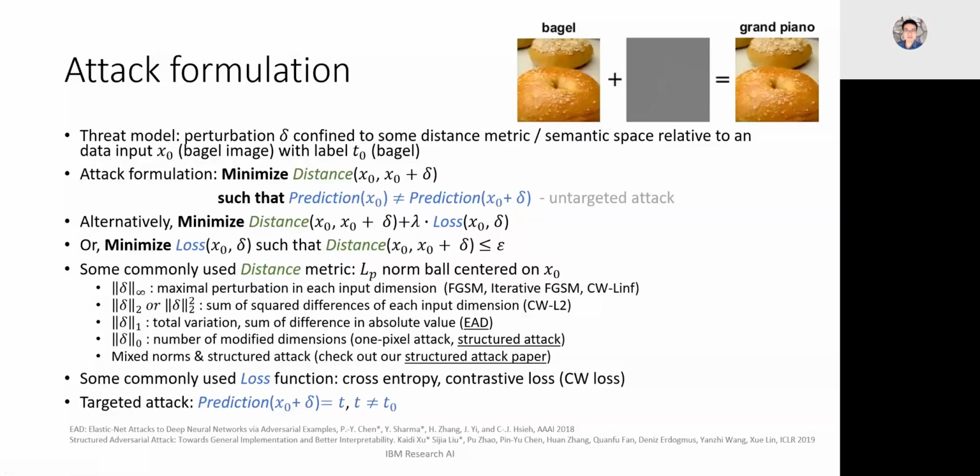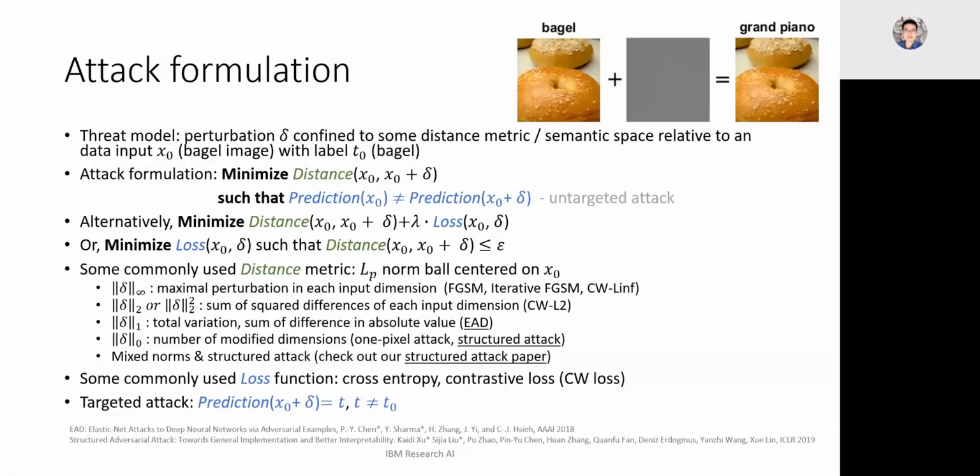There are several alternatives of this attack formulation. You can minimize the distance plus some attack loss function, which is basically a surrogate loss function of the condition that the two predictions on the original image and the perturbed image have to be different. Or you can minimize the attack loss function subject to some distance as a constraint. You want to make sure the distance between the original image and the perturbed image is smaller than some epsilon distance. Here are some commonly used distances in the literature.